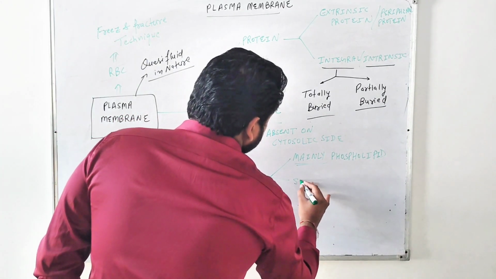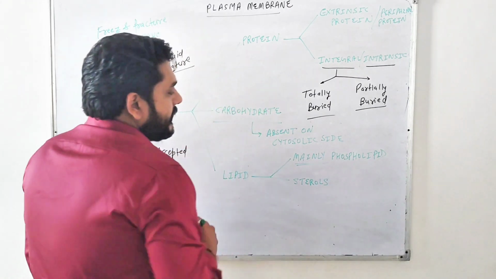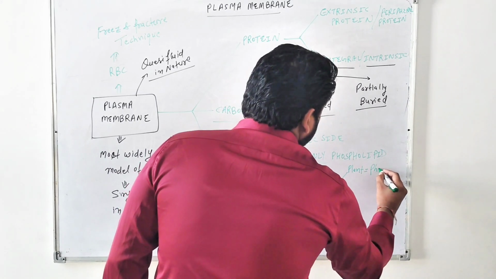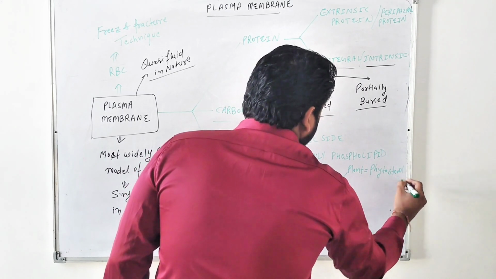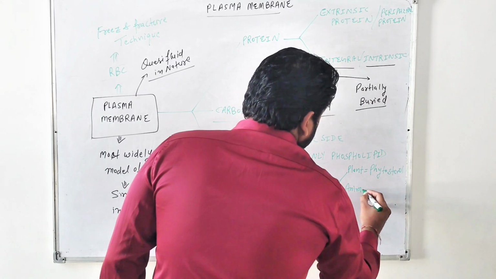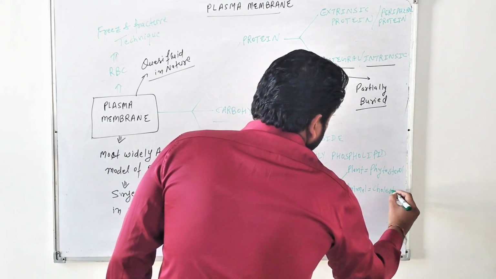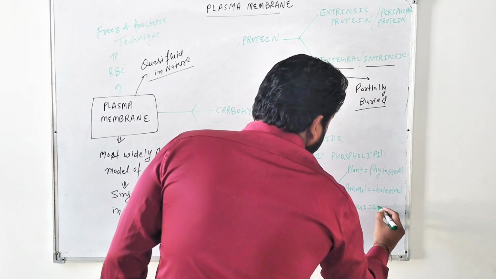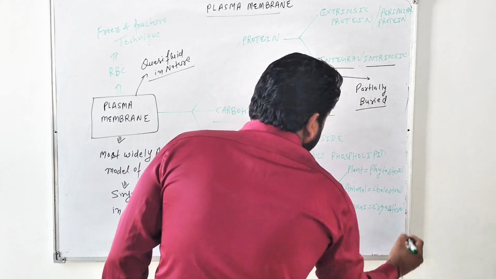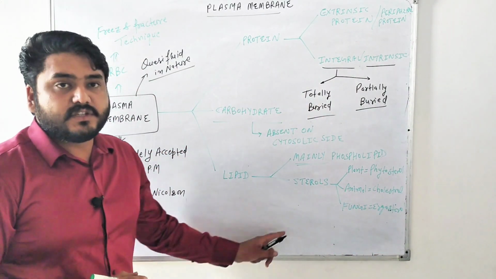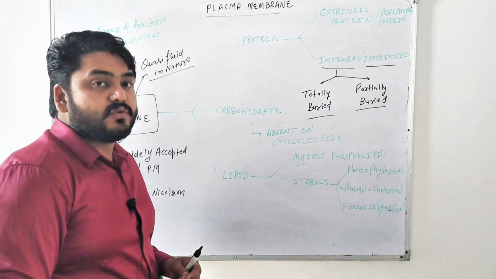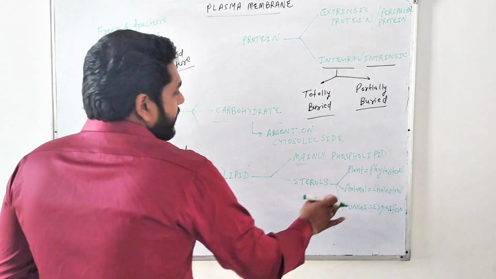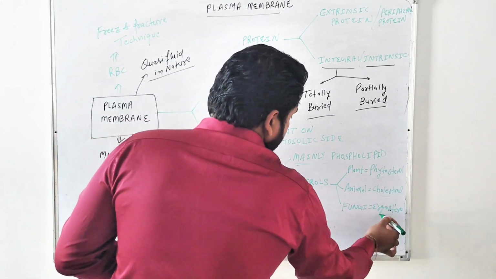The next type of lipid will be sterols. In sterols, if it is a plant cell, then phytosterol will be there. If it is an animal cell, then cholesterol will be there. And if it is fungi, then ergosterol will be there. In case of bacteria, a sterol-like compound is present, called hopenoids. But mainly we are studying plants, animals and fungi: in plants phytosterol, in animals cholesterol, and in fungi ergosterol.